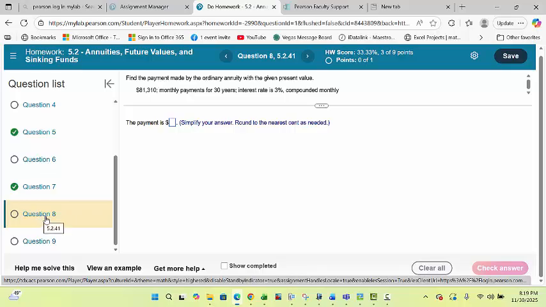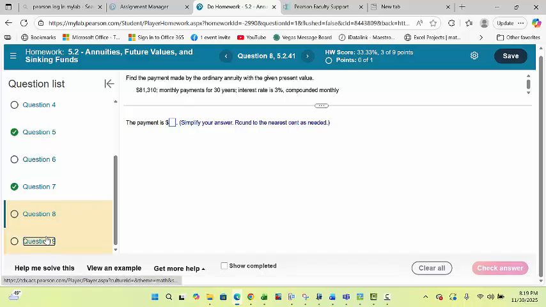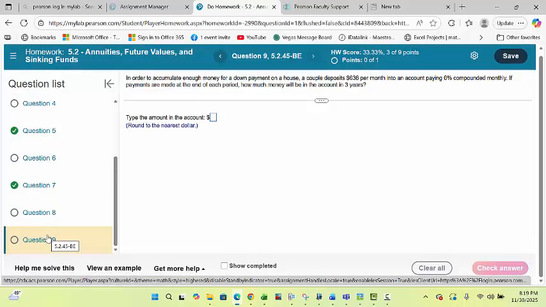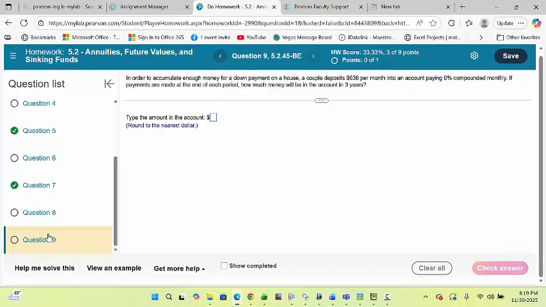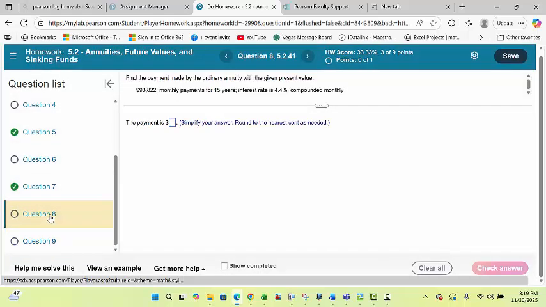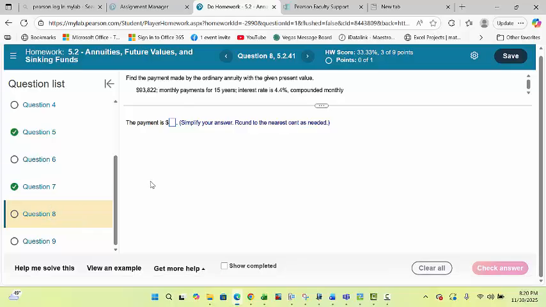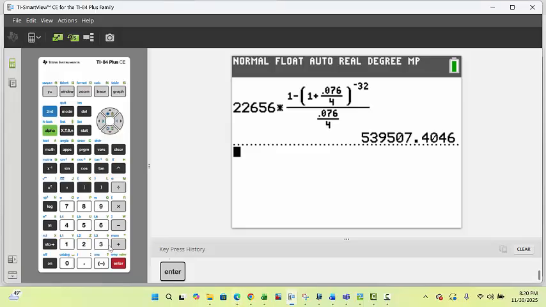This one's a payment, so it's just solving for the payment. Let me see what 9 looks like. Okay. This one's a future value. Tell you what I'll do just to make it quicker. I'll do both of these problems with the TVM solver instead of typing the formula in. So this is an ordinary annuity, present value, so we're looking for the payment. 93822.